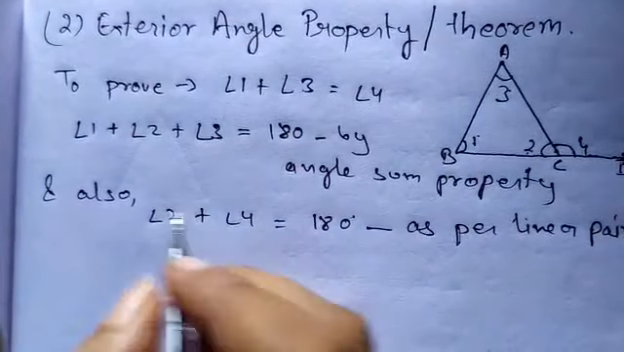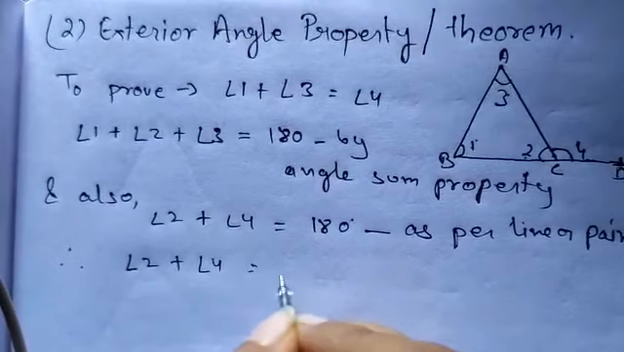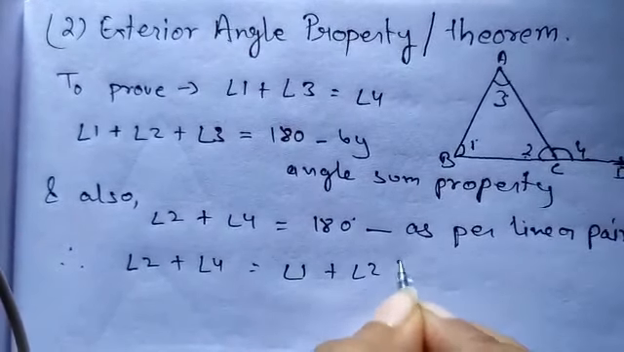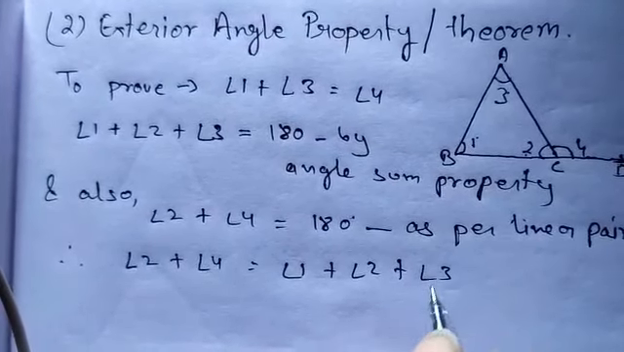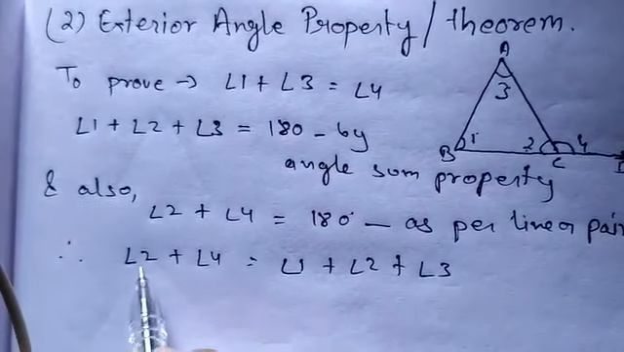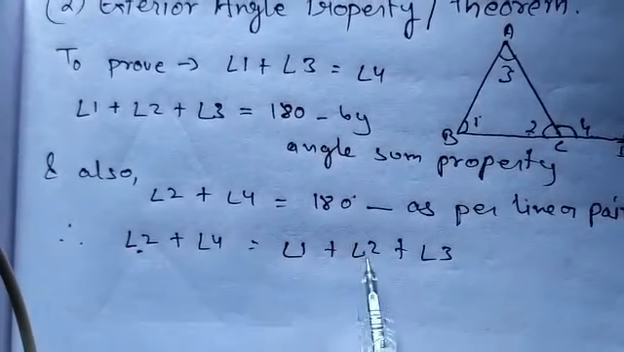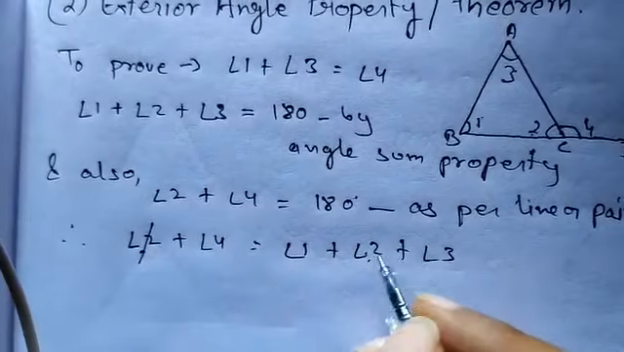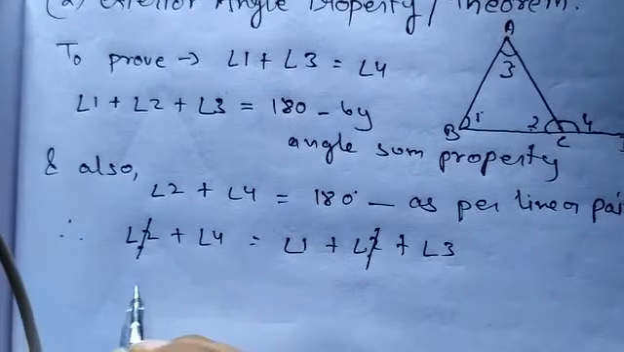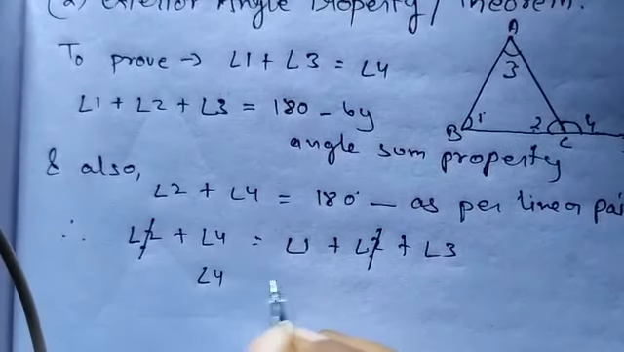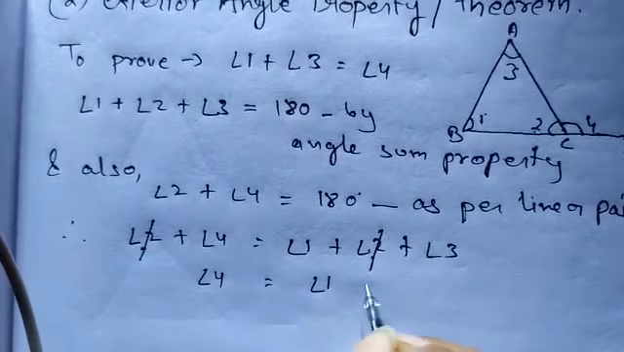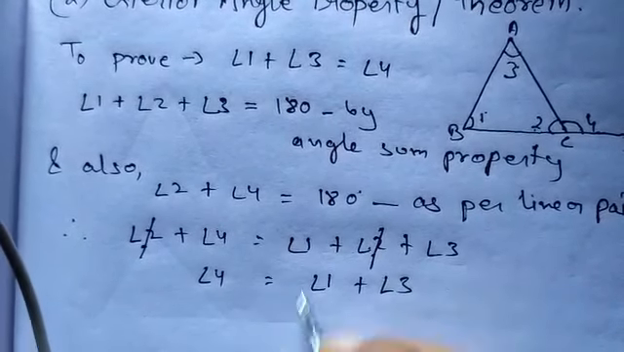Therefore, we can say that angle 2 plus angle 4 is equal to angle 1 plus angle 2 plus angle 3. Now we can see that angle 2 is common on both the sides. So by cutting angle 2, we get angle 4 is equal to angle 1 plus angle 3. Hence proved.